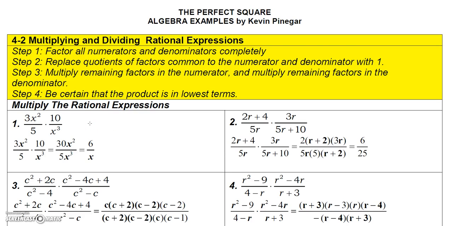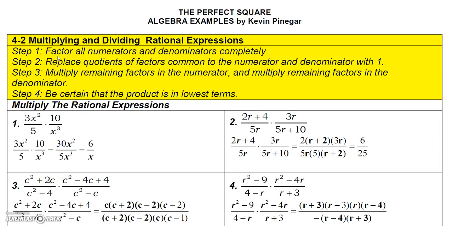Okay, in this section I'm going to talk to you about multiplying and dividing rational expressions. First of all, let's talk about multiplying, because if you know how to multiply rational expressions, then dividing is easy. You just have to do one little thing before you start the division process.